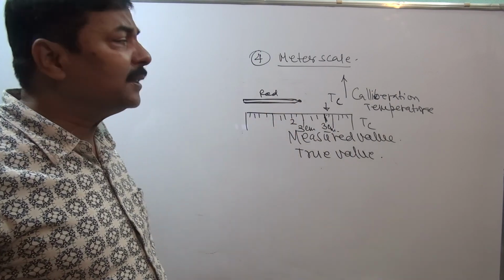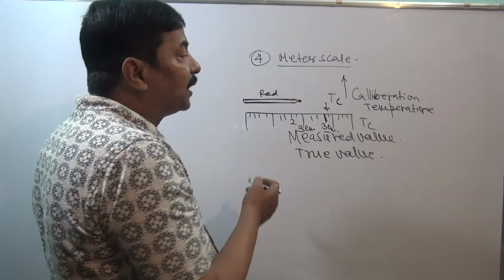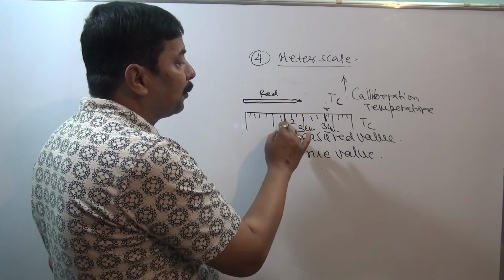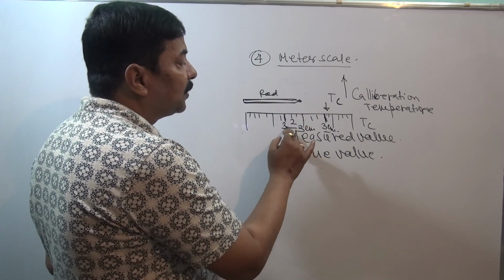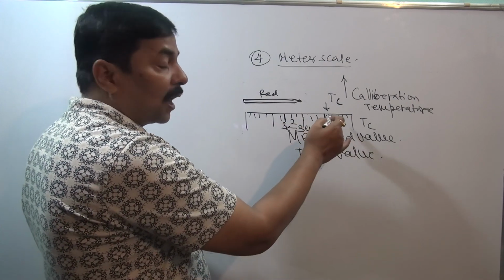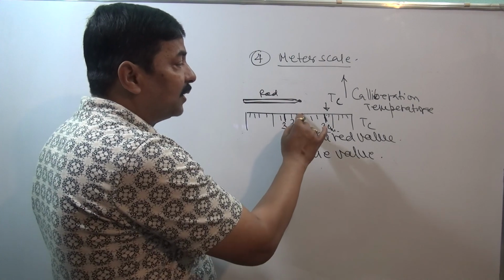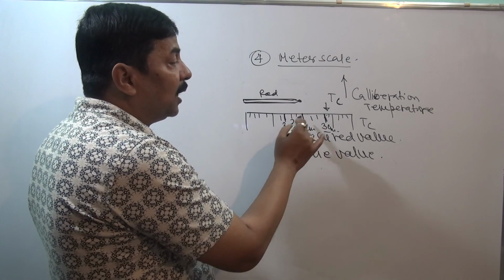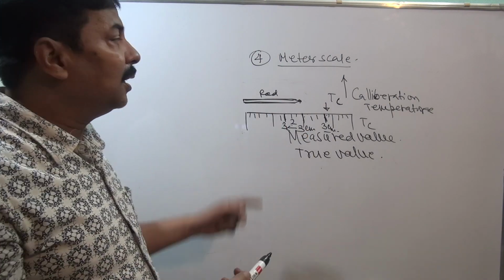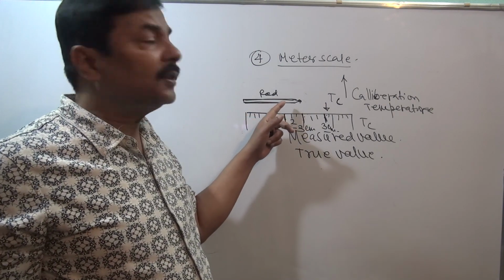In the second case, suppose the temperature is decreased. Here it is 3, then this 3 will shift to this point. With temperature decrease, thermal contraction will take place and this will shift to this position, then this measured value will be more than the actual value of this rod.